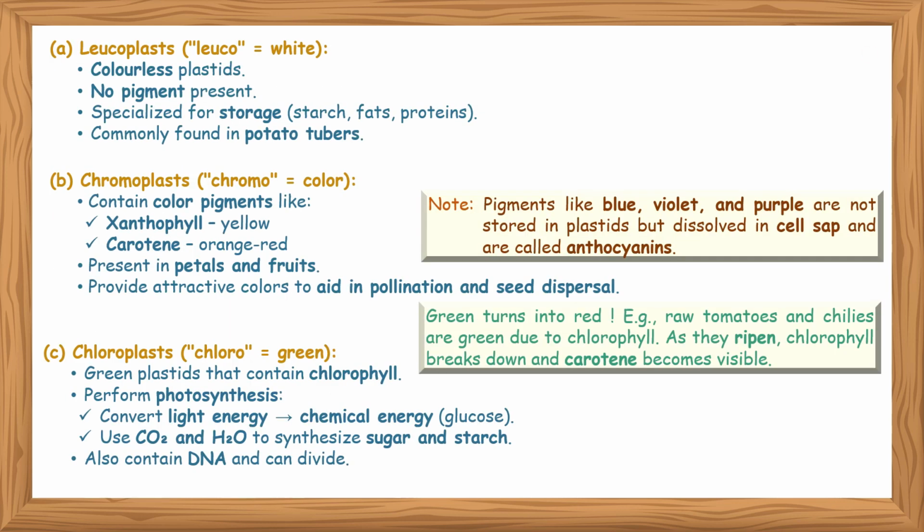Leucoplast, leuco means white. They are colorless plastids, no pigment is present there. They are specialized for storage of starch, fat, proteins, etc. They are commonly found in potato tubers.